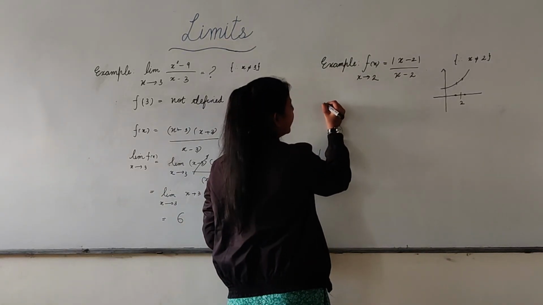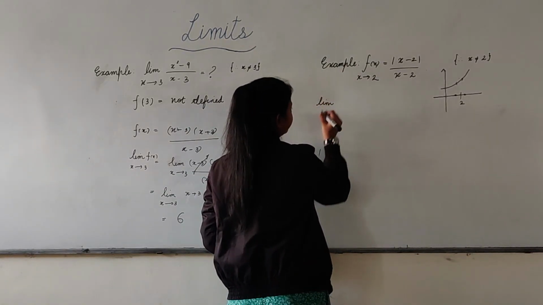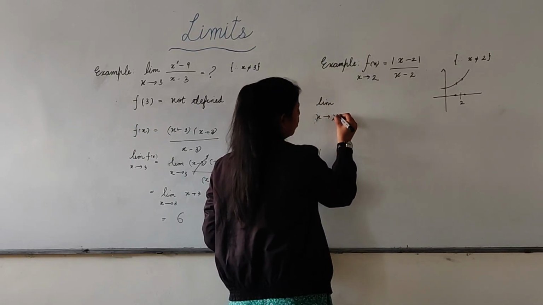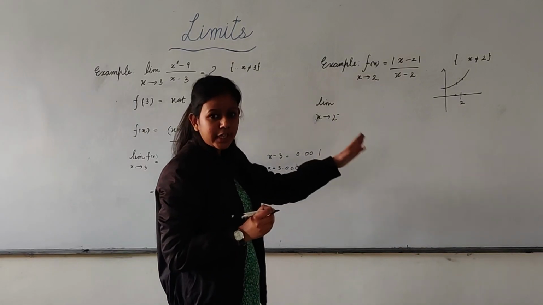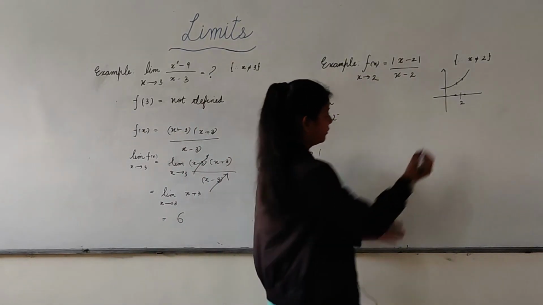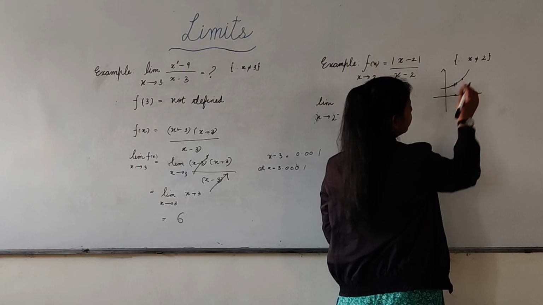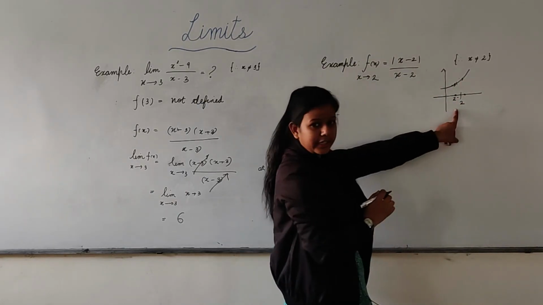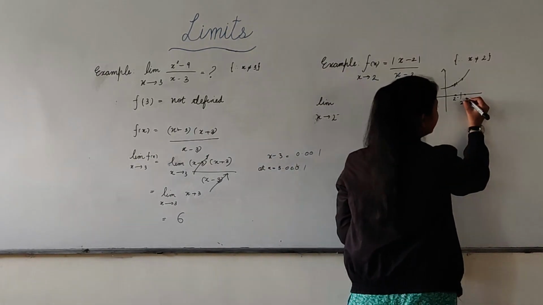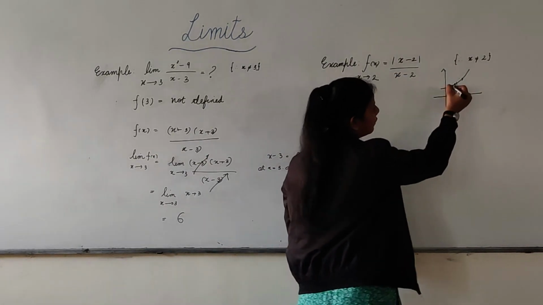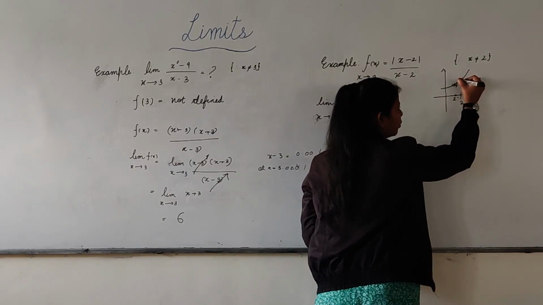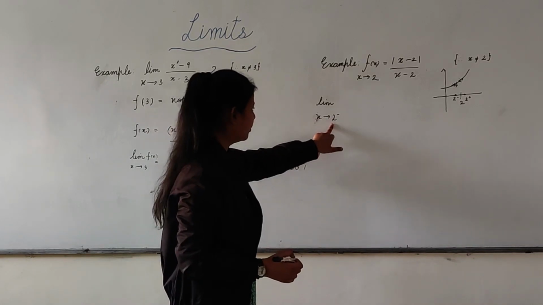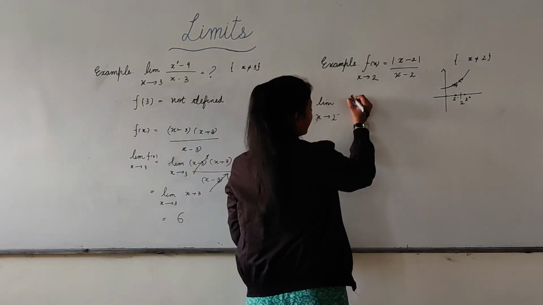Now we first calculate the left hand limit as x approaches 2 minus. What does 2 minus mean? It means we are approaching the function from the left hand side, that is 2 minus. There it will be 2 minus and here it will be 2 plus. What will the function be tending to? Now as x approaches 2 minus, we write here f(x).